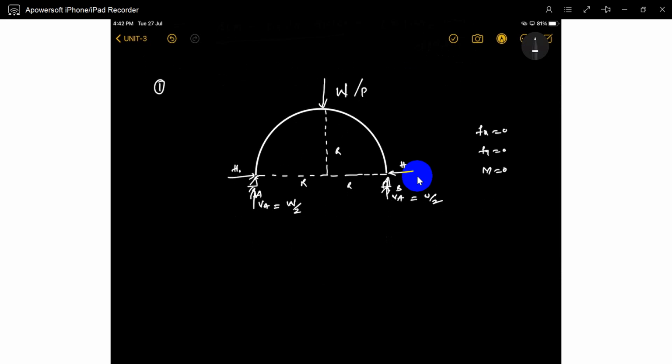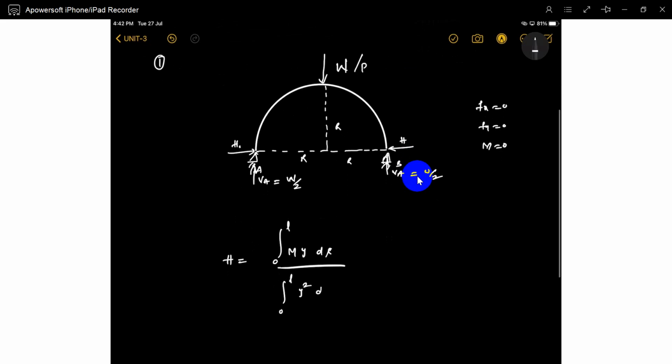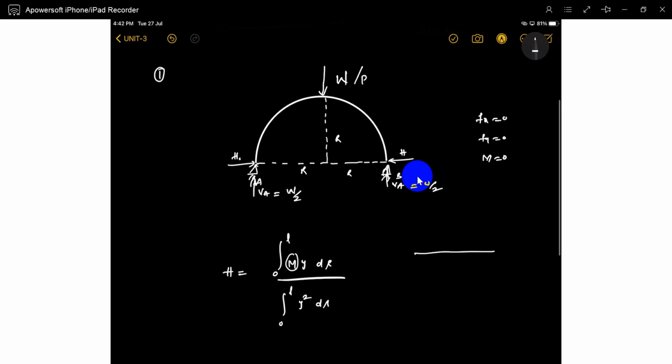Yesterday we already solved that H is equal to the integral of M y ds divided by the integral from 0 to L of y square ds. That is the H value. You can find the horizontal thrust with the strain energy method. So what is M? If you take the load W directly, as if there is no arch and no horizontal thrust effect, the reactions are W by 2 each.